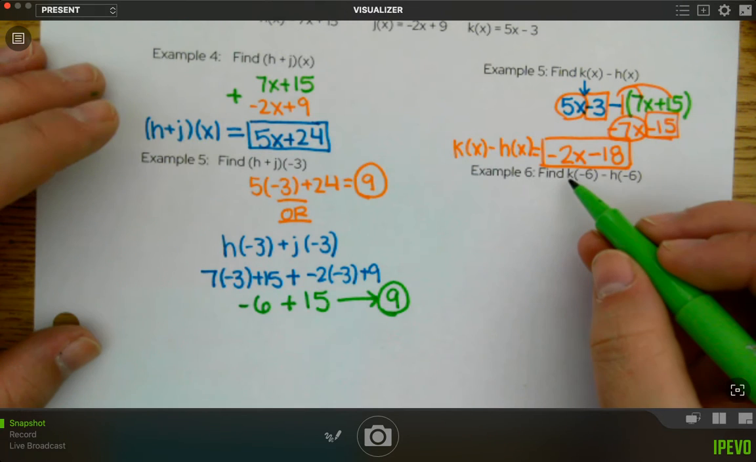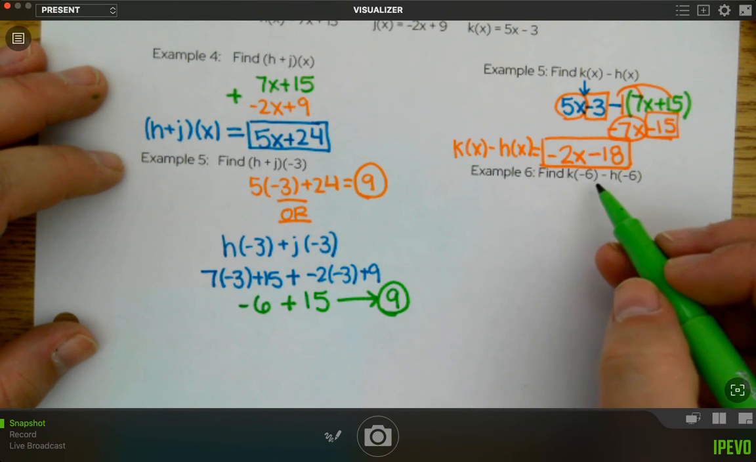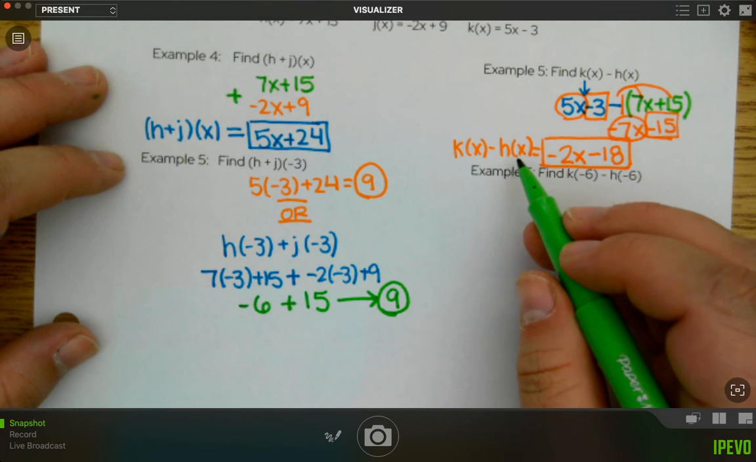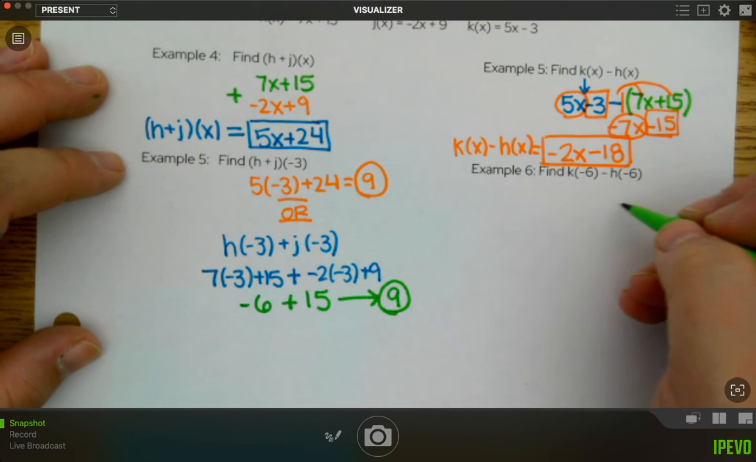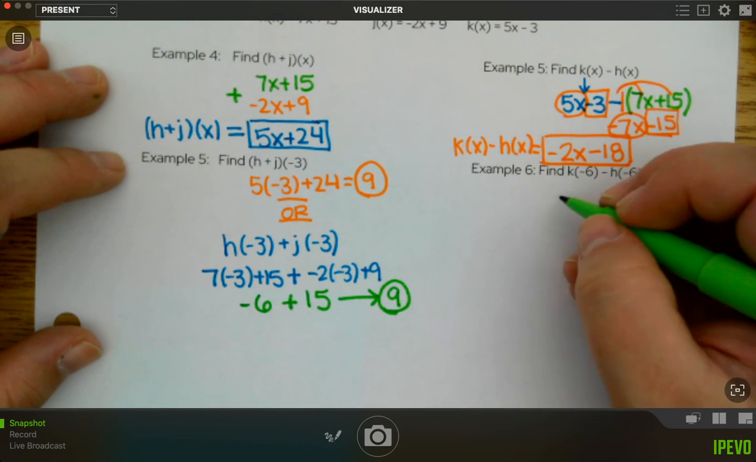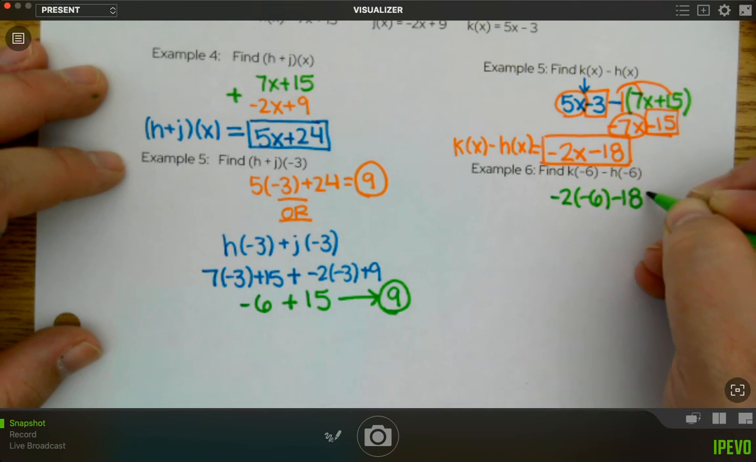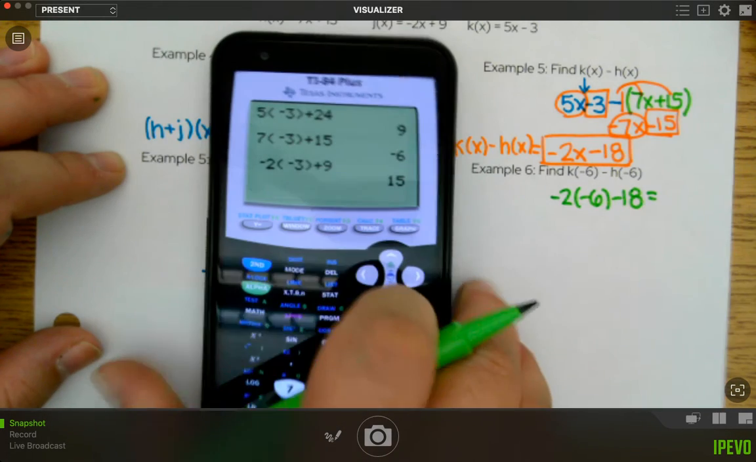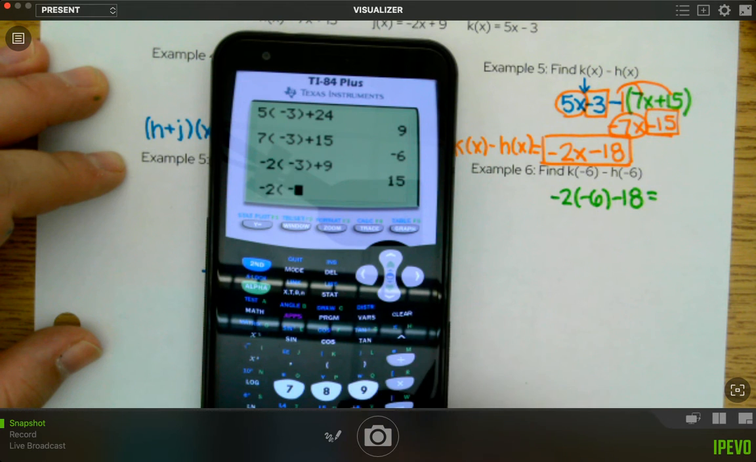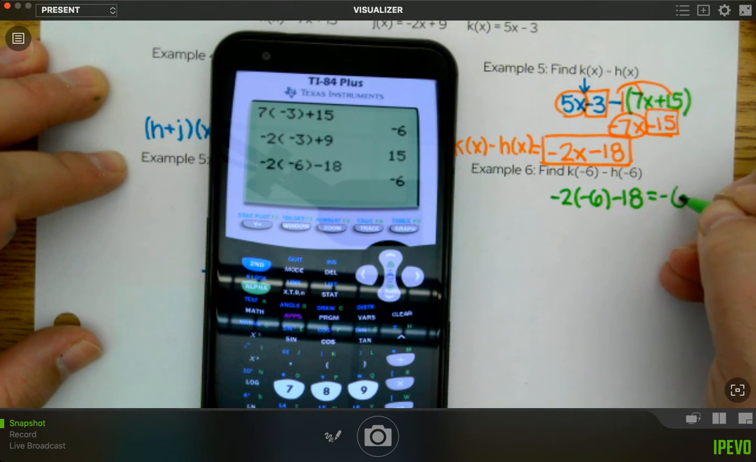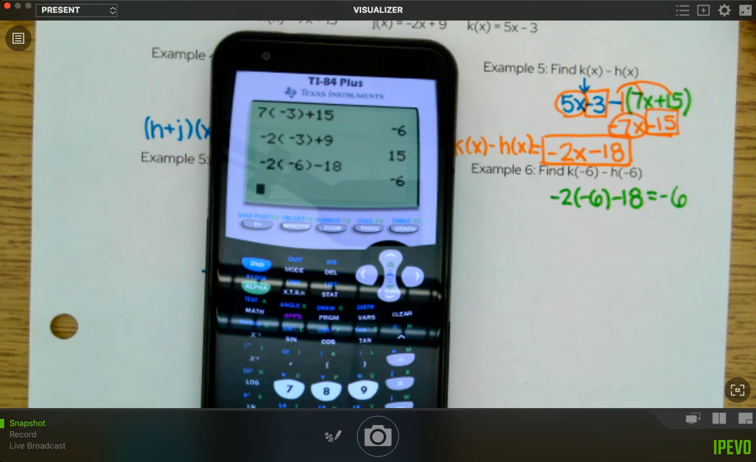Okay, now let's do the next one with k and h. Well, look, it's k minus h, just like this was. So I could just plug in -6 to my answer, kind of like I did on the last one. So -2 times -6 minus 18. Awesome.